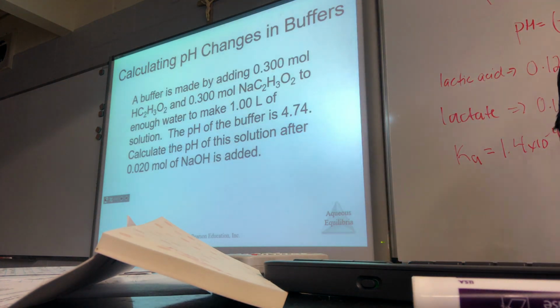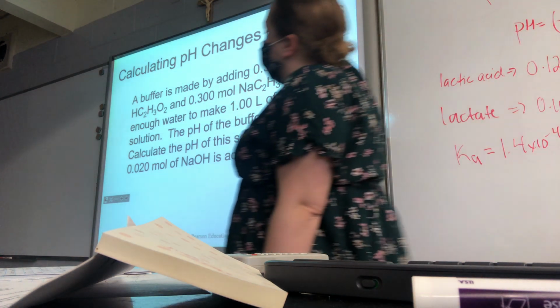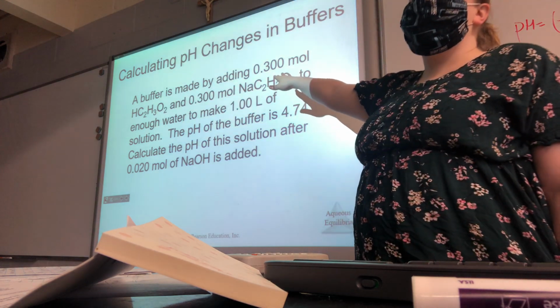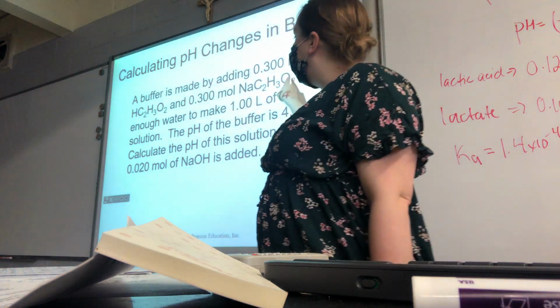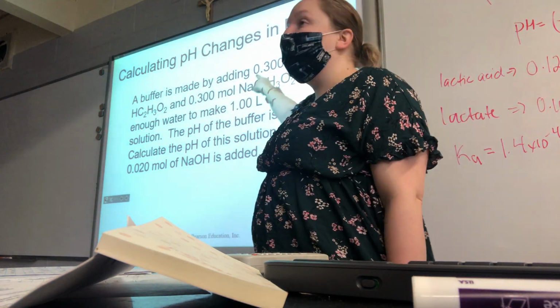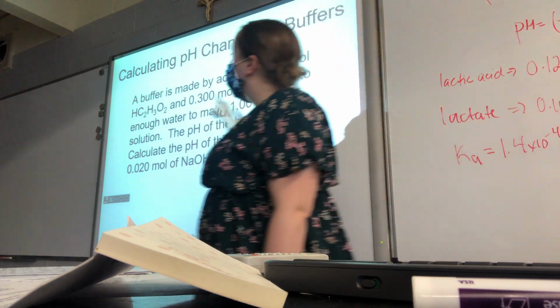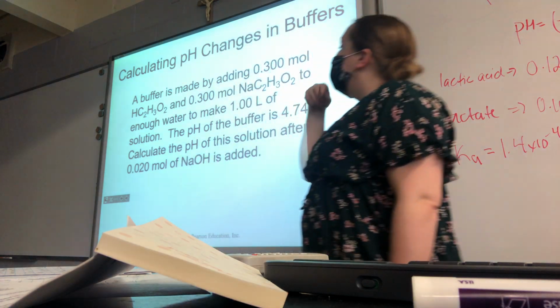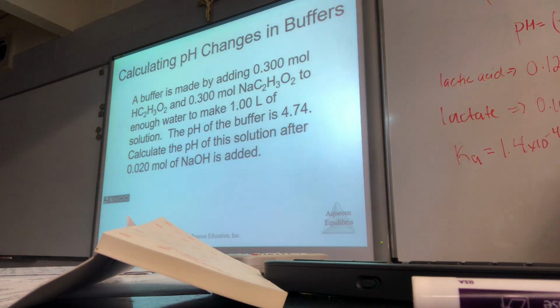Here is our question. It's a long one. It says, a buffer is made by adding 0.3 moles of an acid and 0.3 moles of the conjugate base. You know this is the conjugate base because this ion is the same one present in the original acid. Okay? In order to make a 1 liter solution.